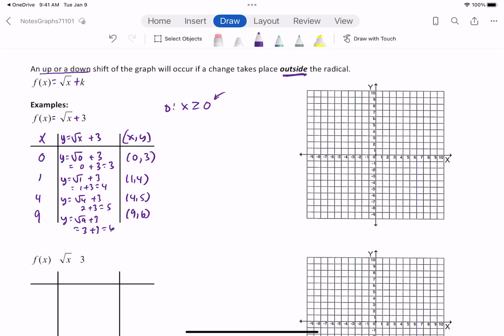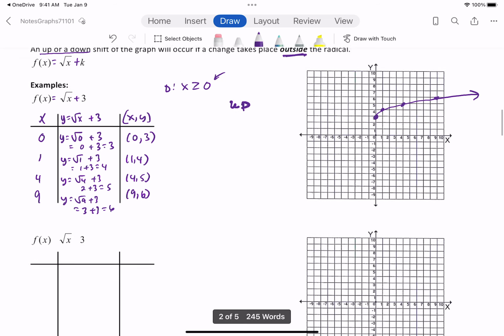Alright, so if we graph those, we have 0, 3, 1, 4, 4, 5, 9, 6. So we still have that first point as an endpoint, and then we connect them going off forever. So you see this one, if the change is outside the radical and it's plus, then it is shifting up.